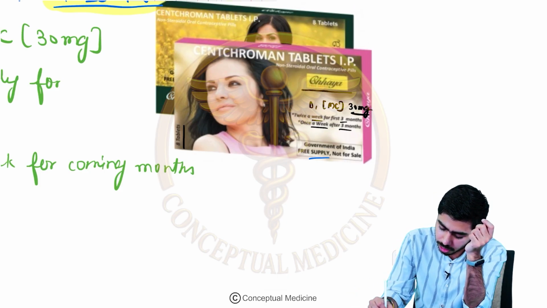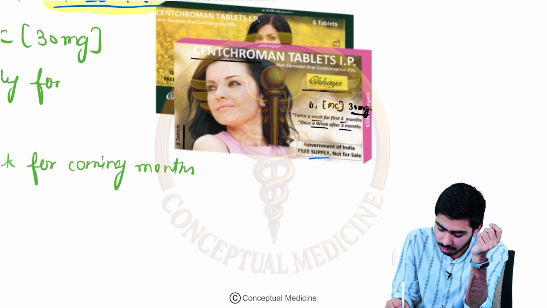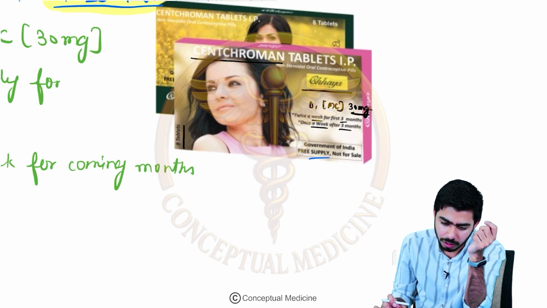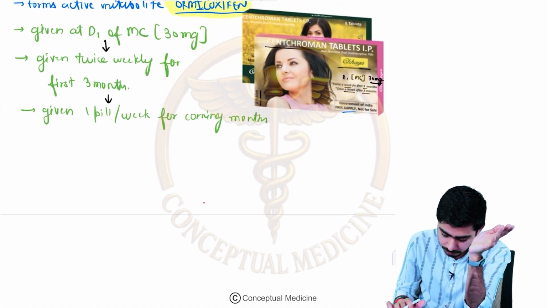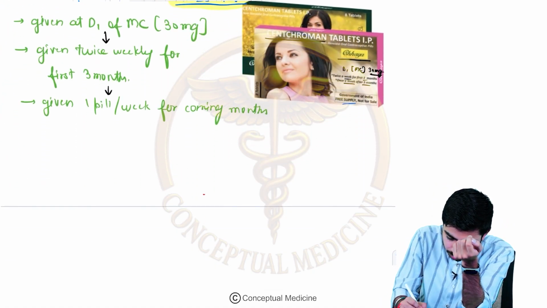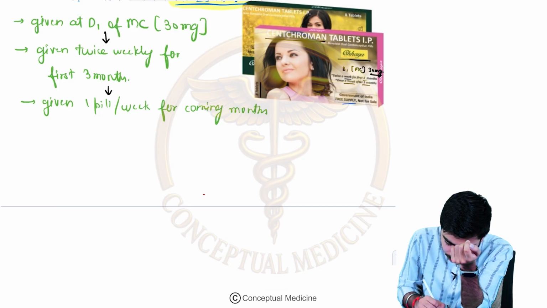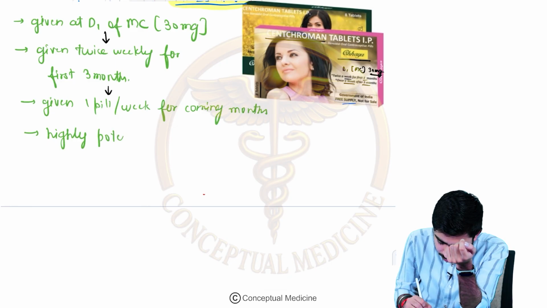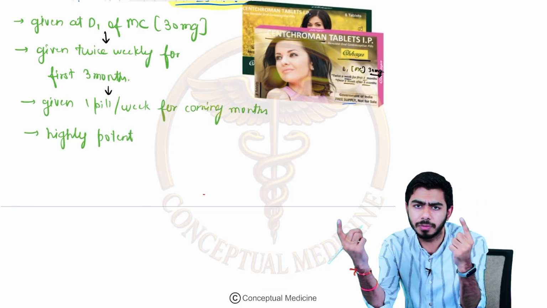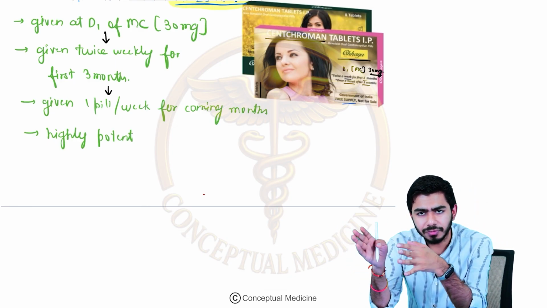This is the Chaya. Okay, it contains Centchroman. This is the 30 mg tablet, once weekly, and they are very highly potent OCPs. These are actually highly potent OCPs, right? They are highly potent, but because it is a once a week pill, if they are taking it once a week, then it is good.